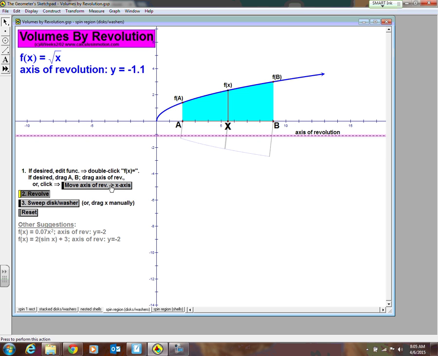Now what I want to do is move the axis away. What do you think you're going to have? It's going to look the same, except there's going to be a hole in it. Revolve. All right, hold on. There you go. Isn't this kind of a cool program?